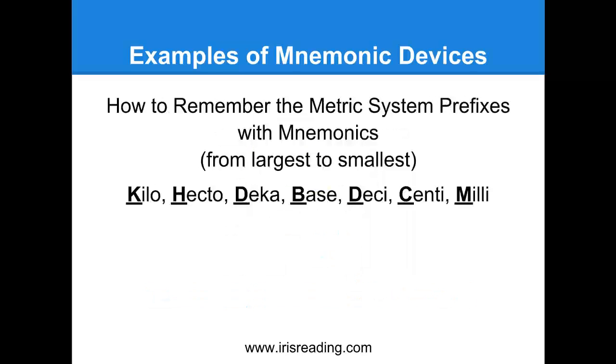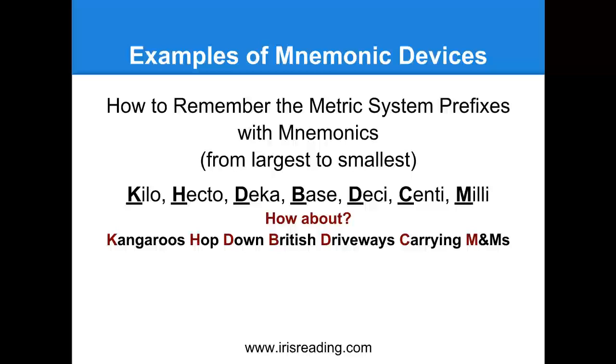What about something a little more complex in the area of science? What if we had to remember the metric system prefixes, and not in a specific order, from largest to smallest? So we've got kilo, hecto, deca, base, deci, centi, milli. We have to remember this, let's say. Well, there's a mnemonic device for that. How about kangaroos hop down British driveways carrying M&Ms?